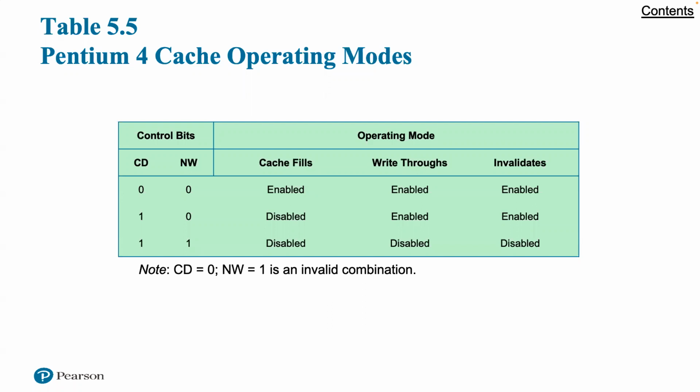Here, we're looking at the Pentium 4 cache operating modes. The L1 cache is controlled by 2 bits in one of the control registers, labeled the CD, the cache disable, and NW, the not write-through bits, in Table 5.5 that we're showing. There are also 2 Pentium 4 instructions that can be used to control the data cache. The INVD invalidates, that is, flushes, the internal cache memory, and signals the external cache, if any, to invalidate. The WBINVD writes back and invalidates the internal cache, and then writes back and invalidates the external cache.